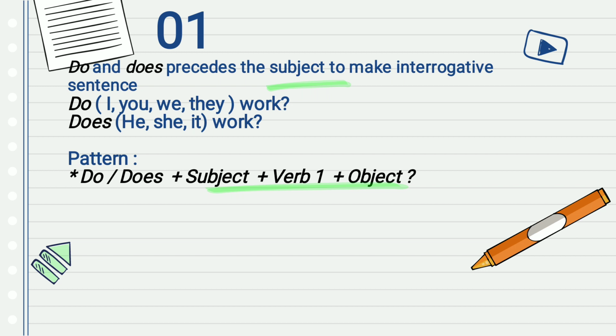Look at this one. Do I work? Do you work? Do we work? Do they work? So I, you, we, they itu menggunakan kata kerja bantu do. Dan do mendahului subjek. Does he, does she, does it work? So he, she, it menggunakan kata kerja bantu does. Dan does mendahului subjek juga. Look at the pattern here. So do and does plus subject plus base form of verb 1 and plus object.